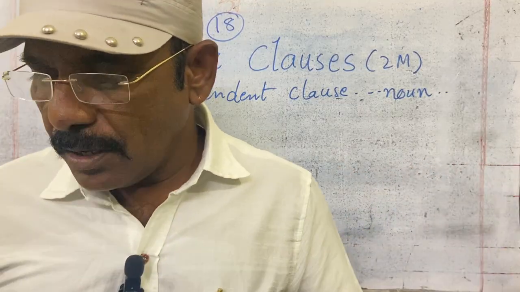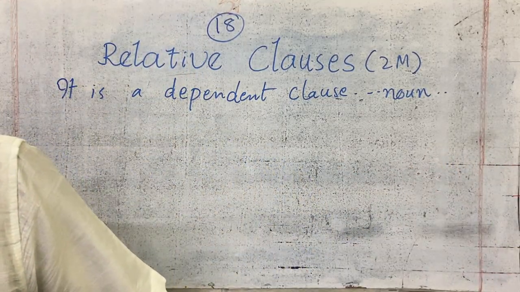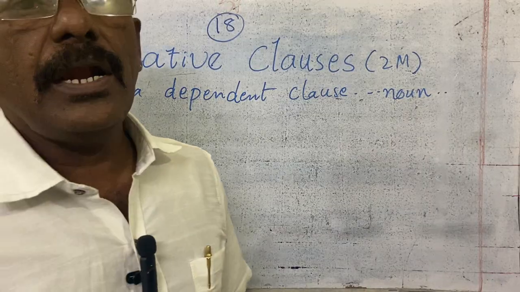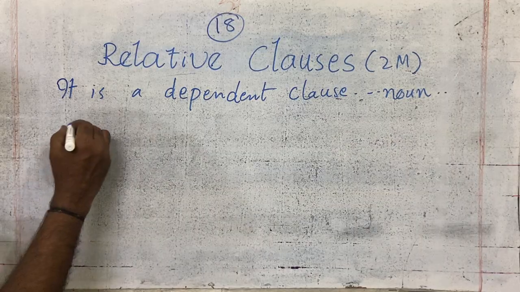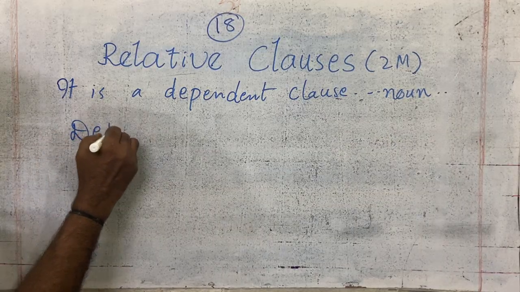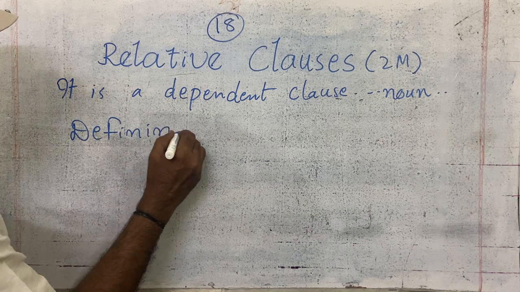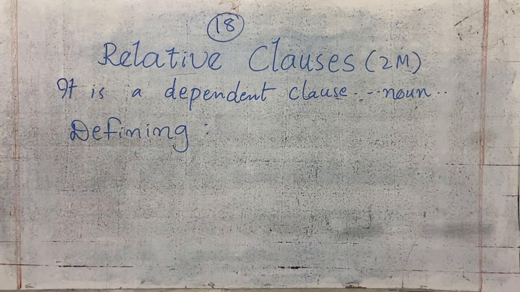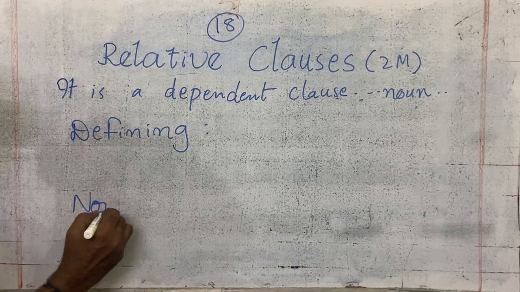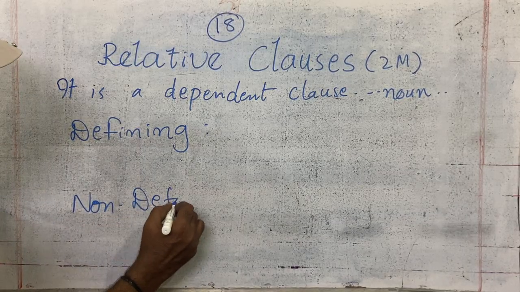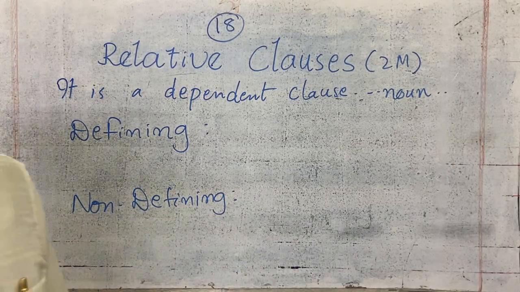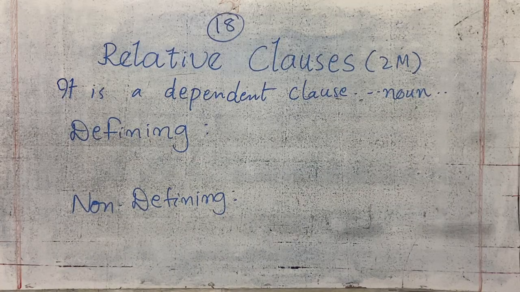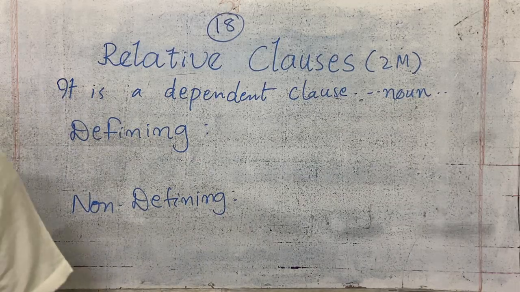In this, we have two types. One is defining relative clauses. Another one is non-defining relative clauses. So what is the difference between defining and non-defining? That's what we want to verify now.